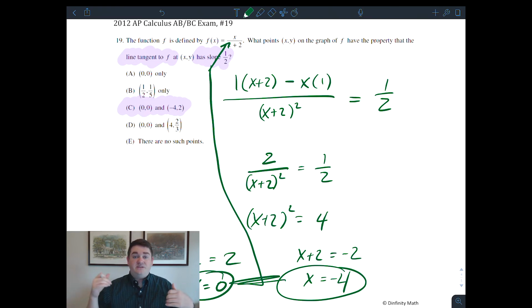So to recap, now we can take the derivative of expressions that are being multiplied together or divided using the product rule and the quotient rule. The product rule is f prime g plus fg prime. The quotient rule is f prime g minus fg prime over g squared.